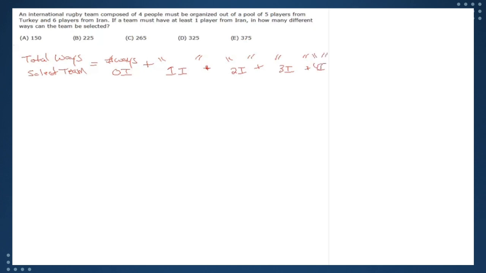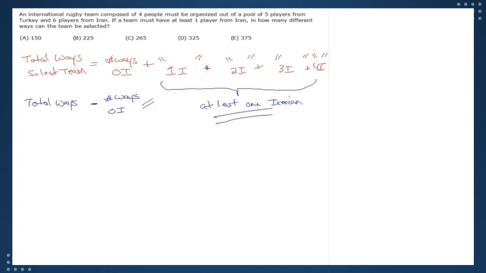So if we do it this way, this is going to take us a whole lot of time because literally we would have to come up with 4 scenarios. Now, I do realize that we did 3 scenarios in the last question, but adding a 4th one, if we don't need to, is never that fun. So why not just say, you know what, I'm going to do the total ways to select the team. I'm going to subtract the number of ways in which I get 0 Iranians, and that's going to equal the number of ways to get at least 1 Iranian.